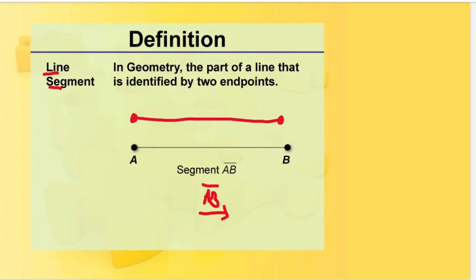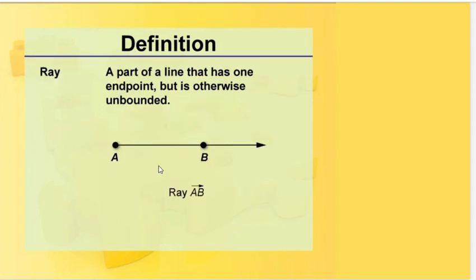Now after that we have something that's called a ray. A ray in geometry is a part of a line that has one endpoint but is otherwise unbounded, meaning that if we have a line segment from A to B, and the line is being continued, we use a ray to show that this line is infinite. It continues. It has no end stop.